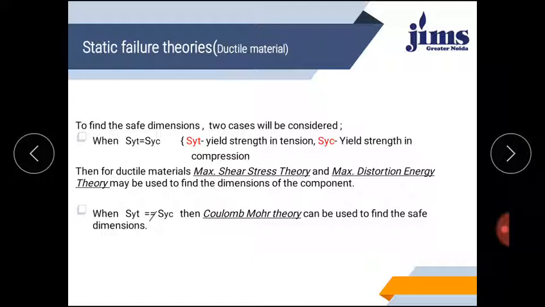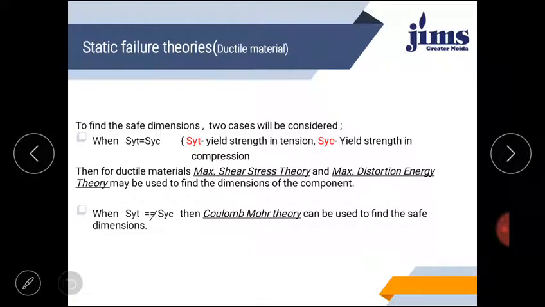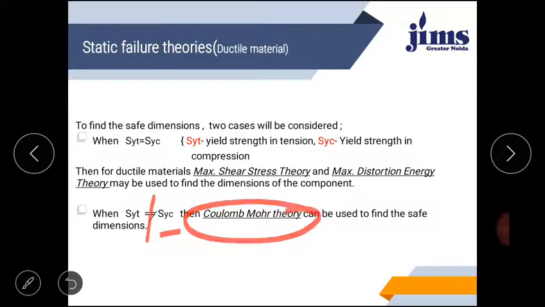And in the second case, when SYT does not equal SYC, meaning yield strength in tension and yield strength in compression are different, then Coulomb-Mohr theory can be used to find the said dimensions. But at UG level, in many cases you will see that SYT will be equal to SYC, and if it is not given in questions then the first case will be considered. So be careful while you solve the question. I think you should pay attention to these facts.